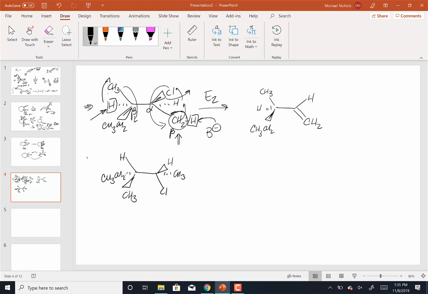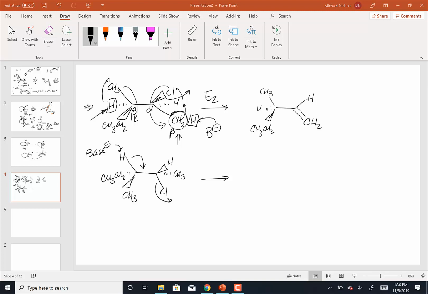Now my base comes in. Grabs the hydrogen, makes a double bond, kicks the chlorine off. Now here's the critical part of this product. In this product are the methyl groups cis or trans? Because there's two possible products for this alkene. The methyl groups could be cis or the methyl groups could be trans. So which one is it for this mechanism?